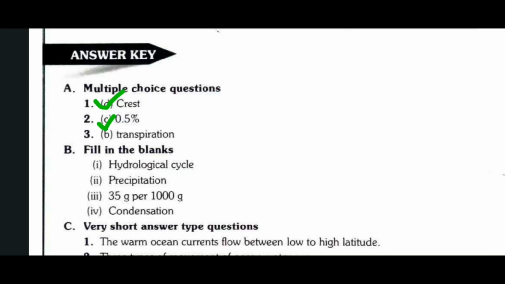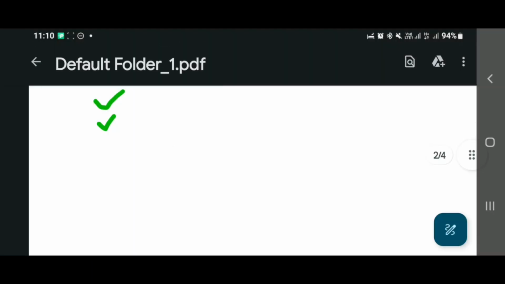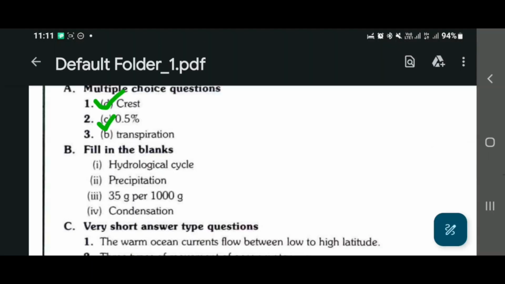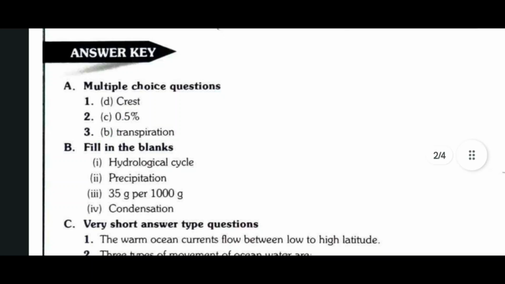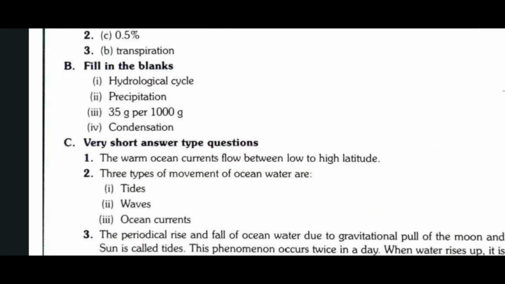Then question number 3, evaporation in plants is called dash: condensation, transpiration, precipitation and perspiration. So the right answer is option B, transpiration. Now come to the fill in the blanks. Dash is commonly known as water cycle. So the right answer is hydrological cycle.